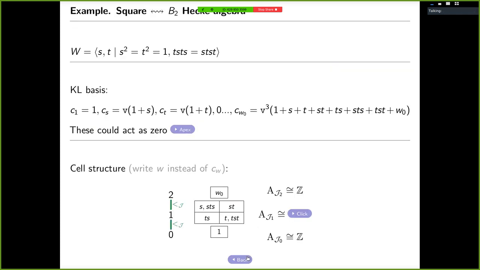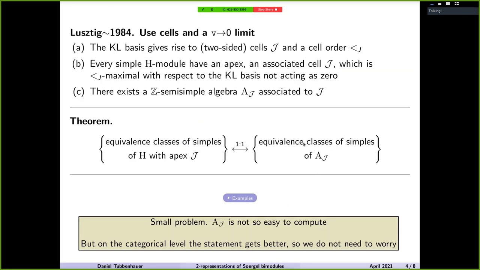Okay, and then you can use the theorem and you get a classification for simple modules of, let's say, finite Coxeter type. And it works for any type. Like, if you're a big fan of exceptional type H4, then yeah, you would write down the cell structure in type H4 and you could play this game.